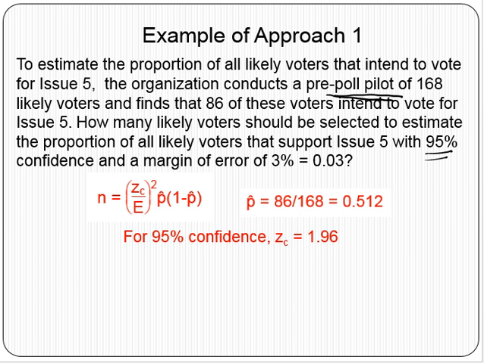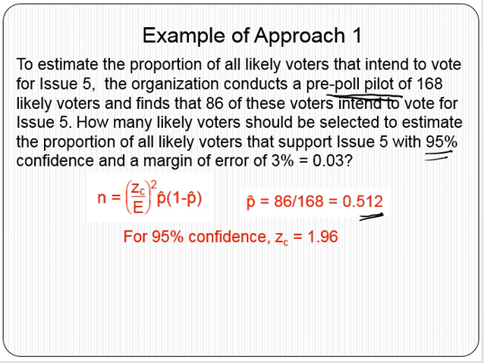So our formula is n equals z confidence over e, the margin of error, squared, times p hat times 1 minus p hat. We have some indication, sort of pilot data. Our p hat is going to be, in this case, 0.512. We're considering that initial data just pilot data. And note, for 95% confidence, the z confidence value, how many standard deviations you need to go up and down to capture 95% of the data, is 1.96.